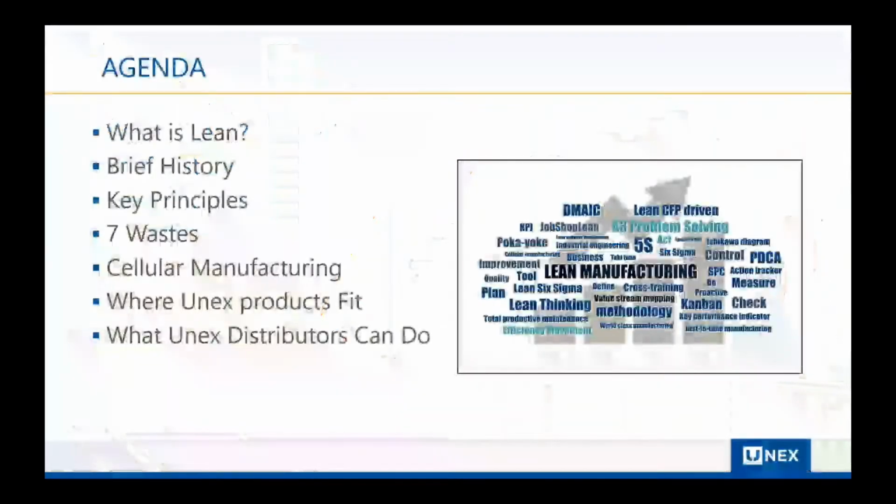So today, kind of what we're going to talk about: what Lean is. We'll then just touch on a brief history. We'll discuss the key principles, the 7 wastes of Lean. Some will tell you that there's 8. We'll just stick to the first 7 in this intro webinar. We'll then briefly get into cellular manufacturing and how it applies to you and UNEX, which then is really where we place some of our UNEX products, and then ultimately what you can do with the knowledge you gain from this webinar and how you can talk to some of your customers.